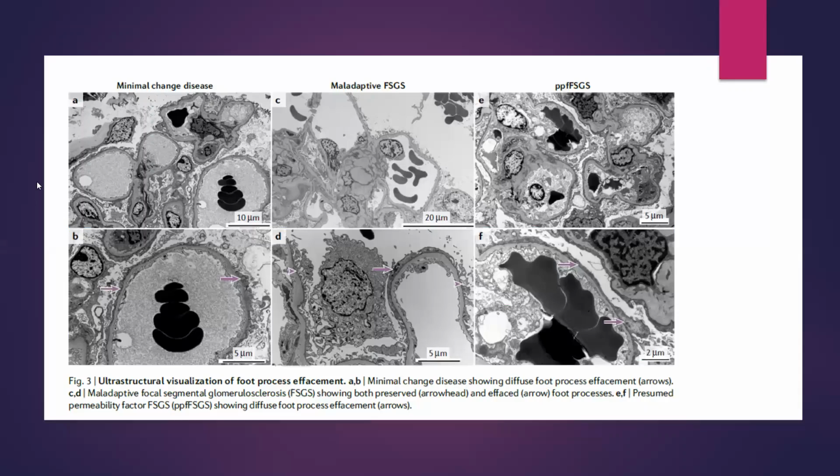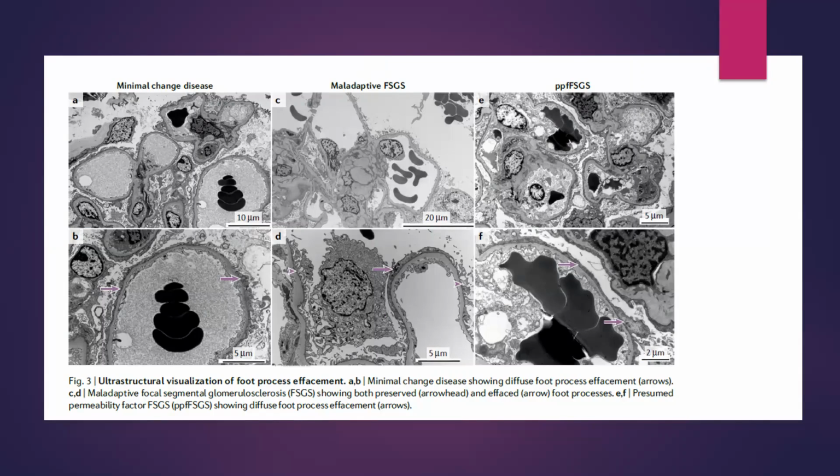And this is how electron microscopy can help us partially to differentiate between the maladaptive and the primary or permeability factor induced focal segmental. Because, as we talk about minimal change, in the maladaptive focal segmental there will be some preserved foot processes, but in the primary there is diffuse foot process effacement.